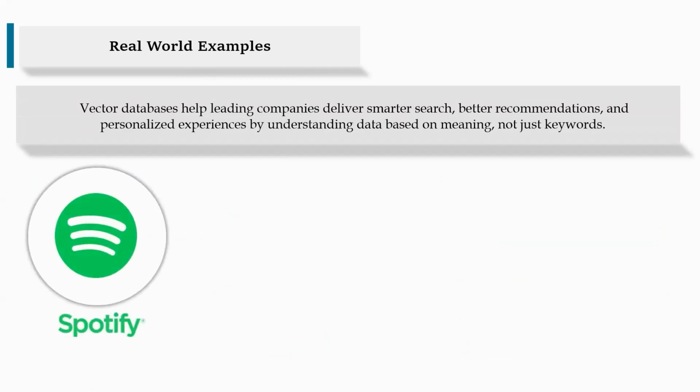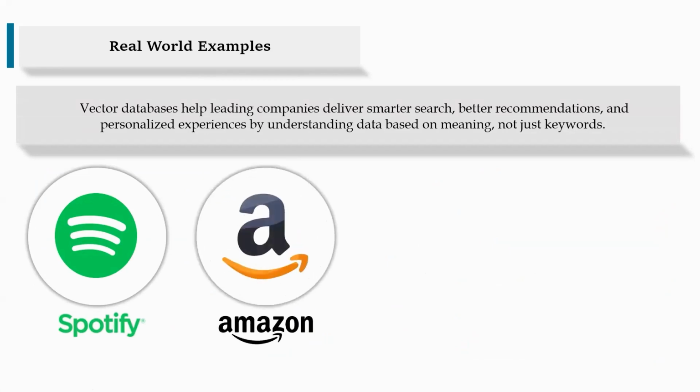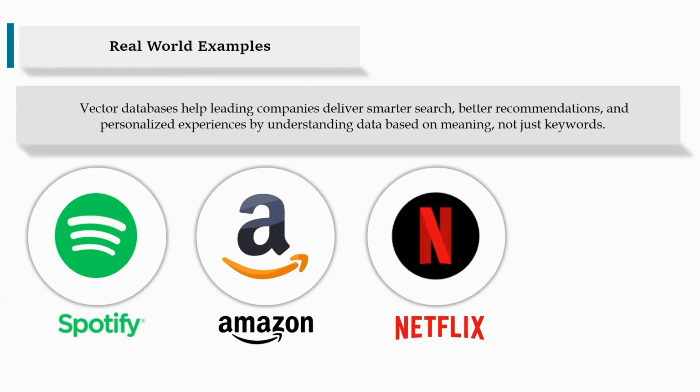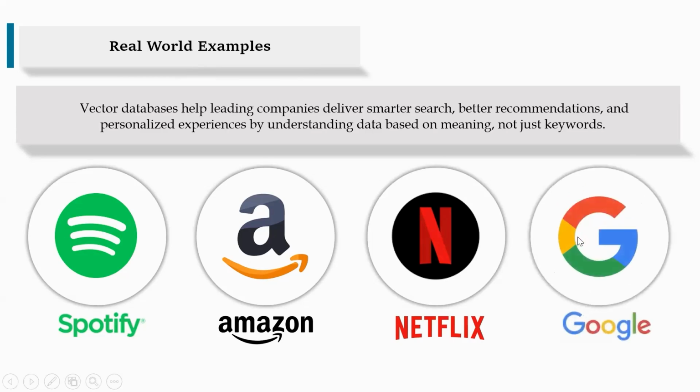Platforms like Spotify use vector databases to recommend songs based on your taste and listening patterns. Then there's Amazon, who use them to suggest similar products and personalize your shopping experience. When it comes to Netflix, they use it to recommend movies and shows based on what you watch. And Google uses them to improve search results by understanding the meaning behind your queries. And once you understand the whole concept, you'll notice how almost everything you use today is powered by vector databases behind the scenes.